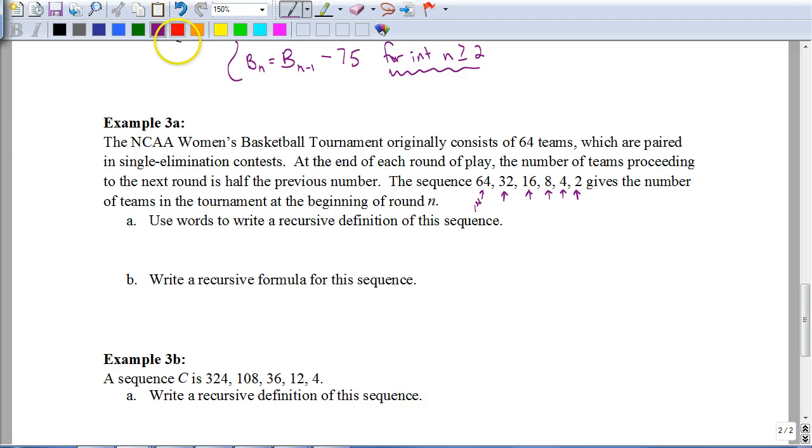I'm going to skip part A. I want to make sure that we know how to do the recursive formula here. That's the important part for this problem. Because basically part A is just describing in words what we're going to do in this formula.